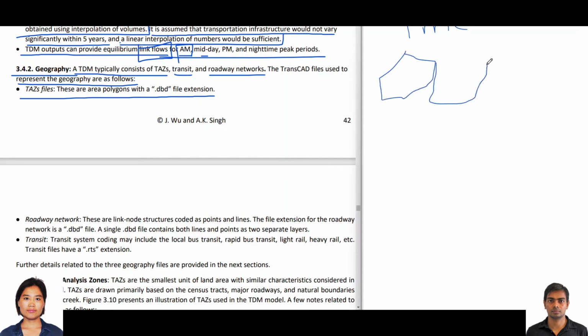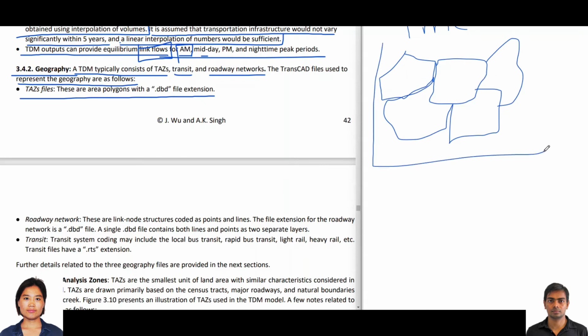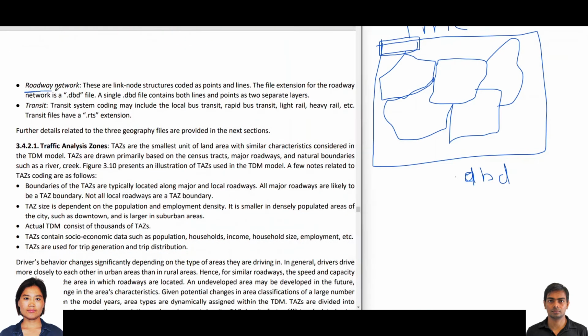So this is one TAZ, this is another TAZ, let's say this is another TAZ, this is another TAZ, and this is another TAZ. These are all polygons, and they are contained in one single file, and this single file is saved with a .dbd extension. And in TransCAD, when we open this .dbd extension for TAZ files, the layer name is shown as polygon layer. Next one is the roadway network. These are link-node structures coded as points and lines in the same file.